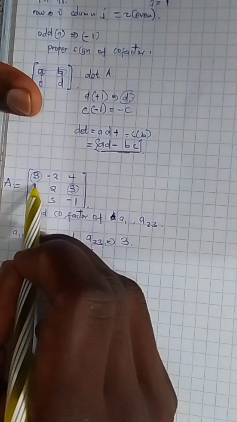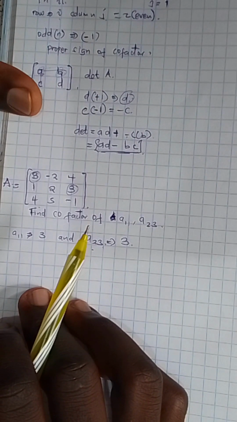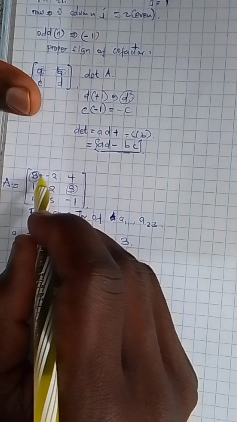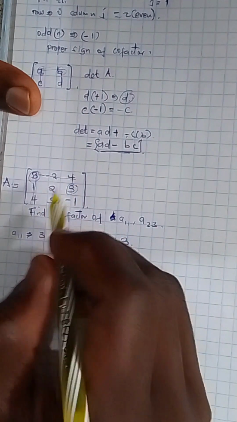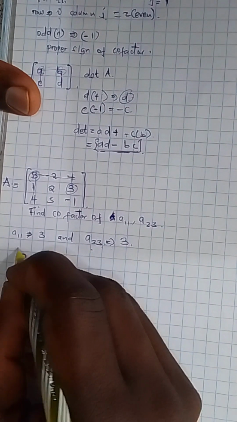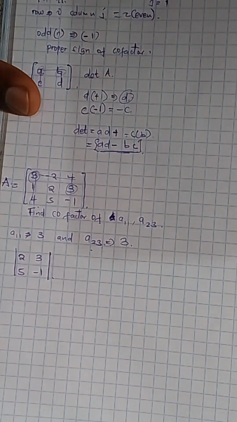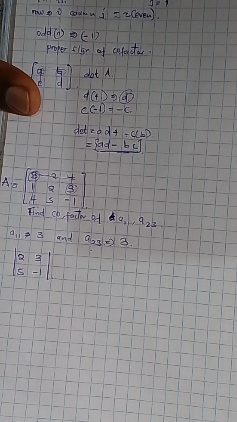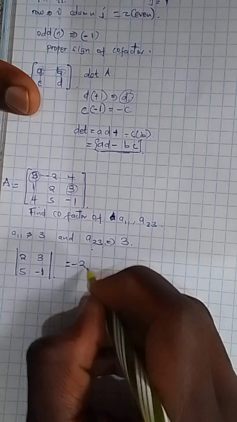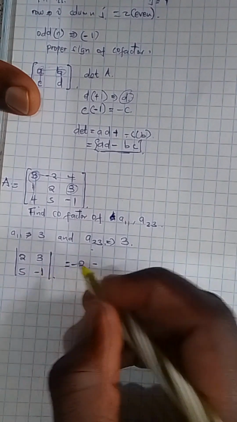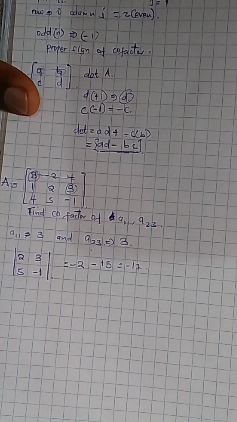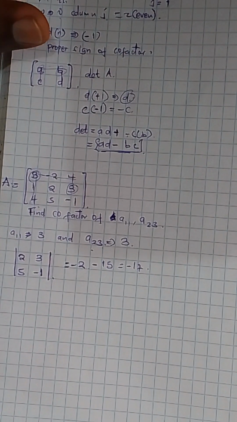We know that the first 3 belongs to the first row, first column. So we delete the row and the column in which 3 belongs, so that we remain with 2, 3, 5, negative 1. From here we can find the cofactor. You say 2 times negative 1 is negative 2, minus 3 times 5 is 15. We have negative 17, but we've not designated the correct sign for the cofactor.